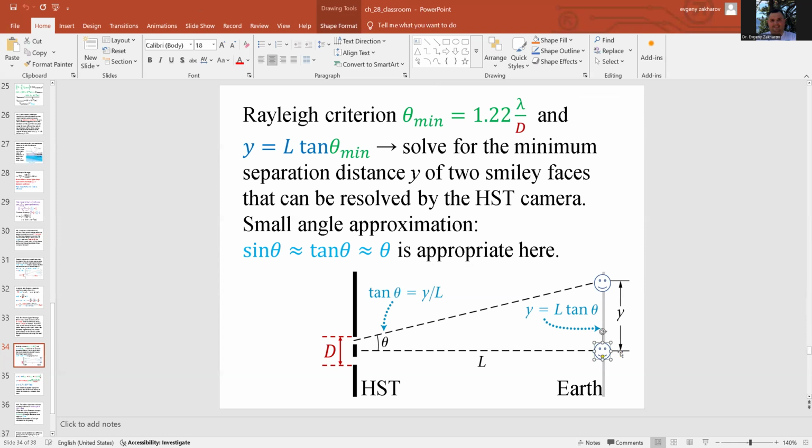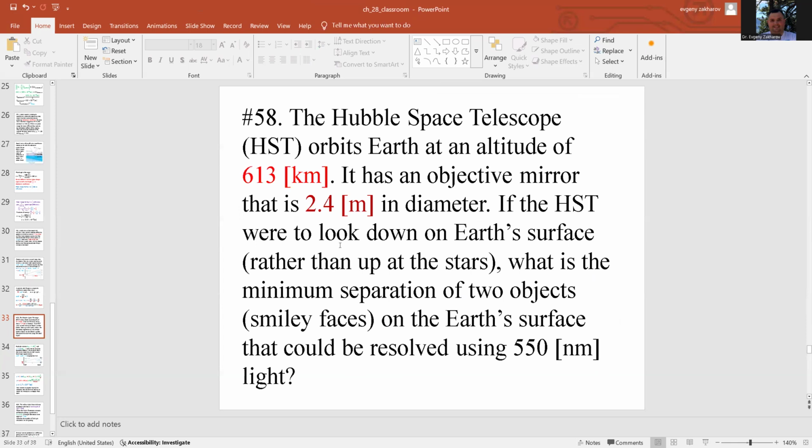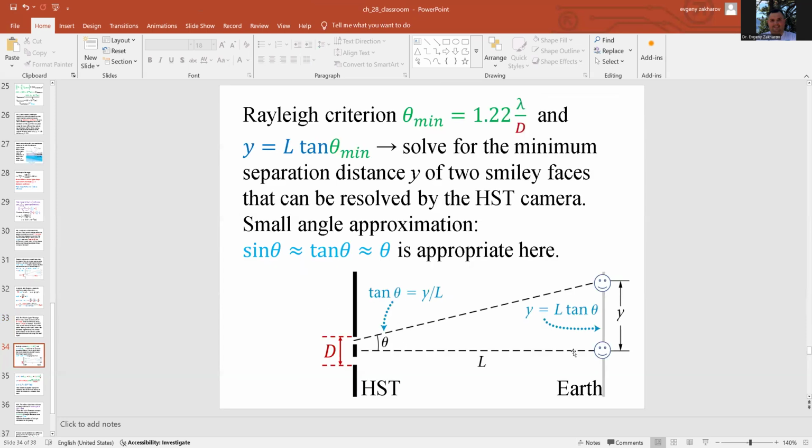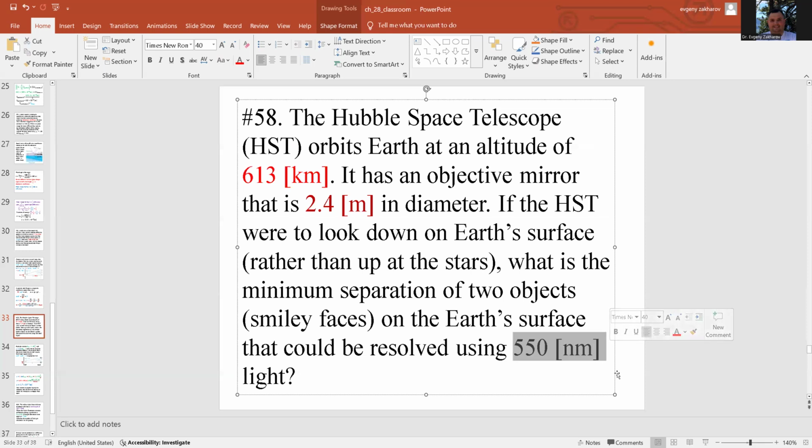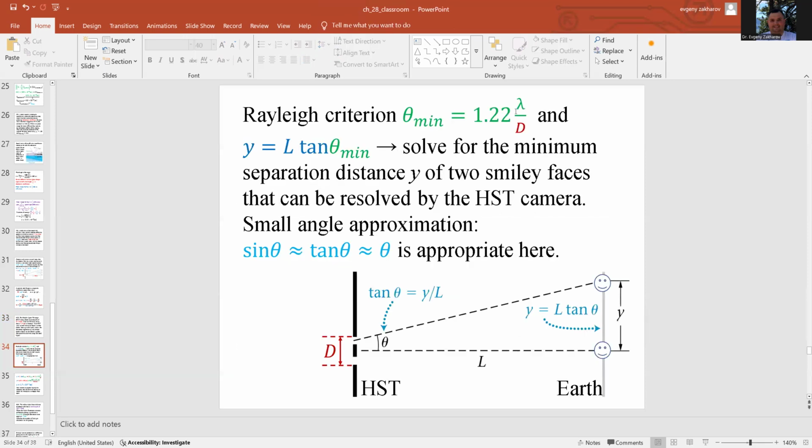So the two smiley faces that we want to resolve using that particular mirror, that particular optical device, are L distance away, and that L is actually given at 613 kilometers. So L is given. The angle is what we're looking for. Lambda is, for example, 550. Once again, for lambda, it can be any other color.